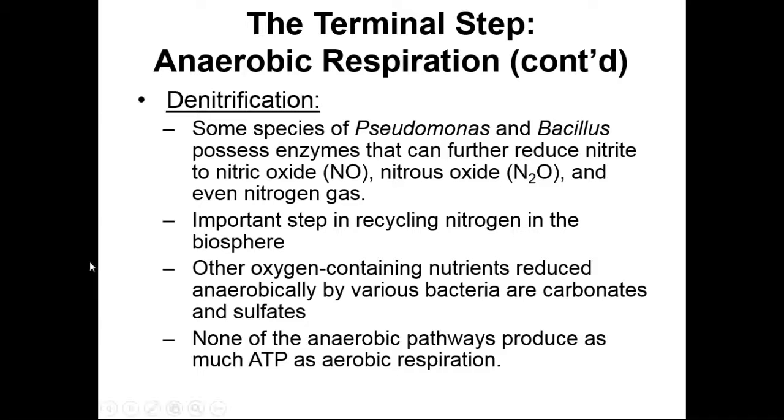We'll have other oxygen-containing nutrients being reduced by other bacteria, like those carbonates and sulfates, and those are part of the carbon cycle or the sulfur cycle. But nitrate is the gold standard for anaerobic respiration. Reduction of nitrate produces more ATP than the oxidation or reduction of sulfate or carbonate. So if we look at terminal electron acceptors, oxygen is the best terminal electron acceptor, followed by nitrate, and then sulfates and carbonates are the worst terminal electron acceptors.